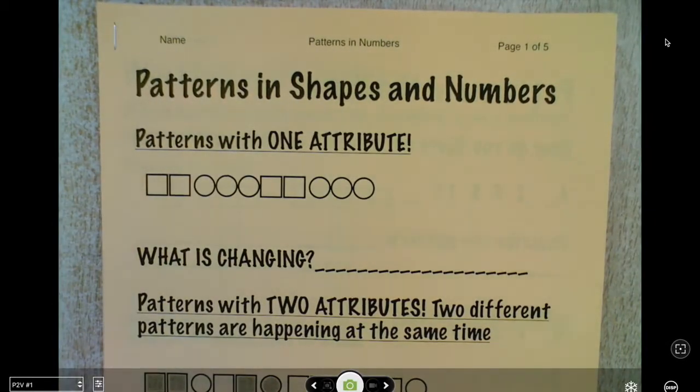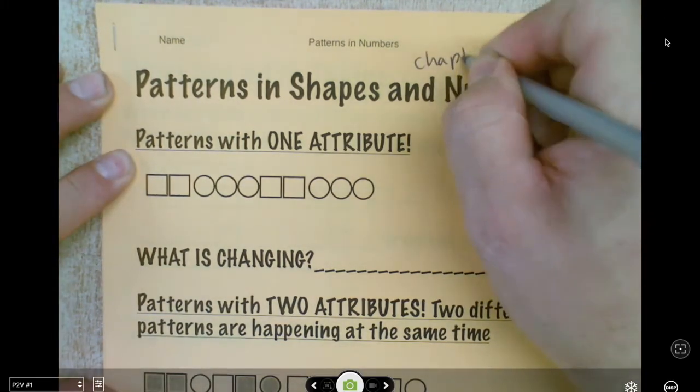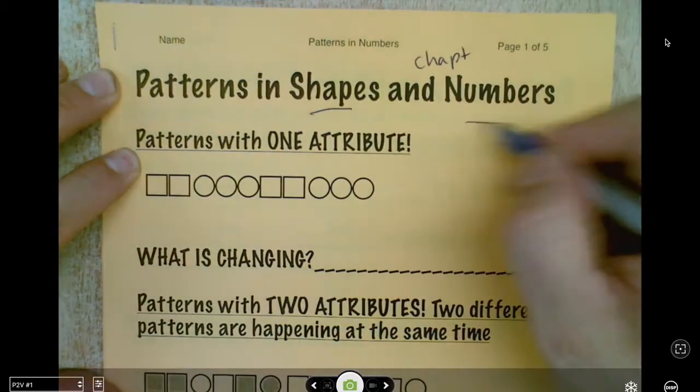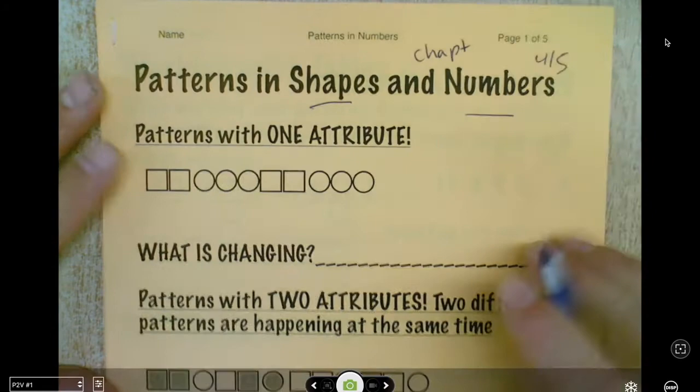Hey boys and girls and parents, here's a review of the first chapter. That chapter is all about patterns and shapes and numbers. And this is for grades 4 and grade 5s.